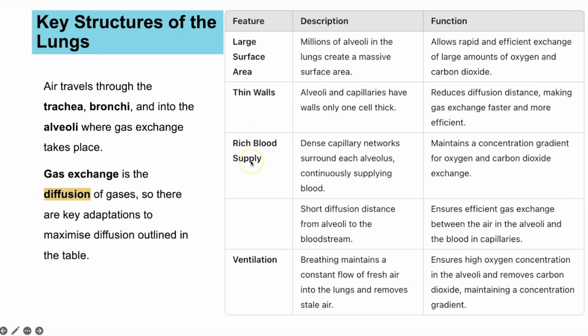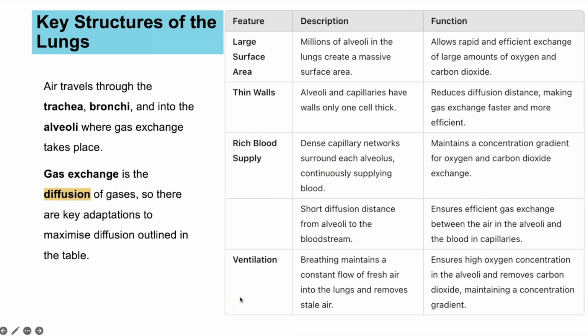The rich blood supply, so this is where I said that the alveoli are covered in a network of capillaries. Now this is an advantage because it's a short diffusion distance, because the bloodstream is right next to it, but also it helps to maintain a concentration gradient, because as soon as the oxygen diffuses into the blood, it's then transported away, and that then helps to maintain a concentration gradient.